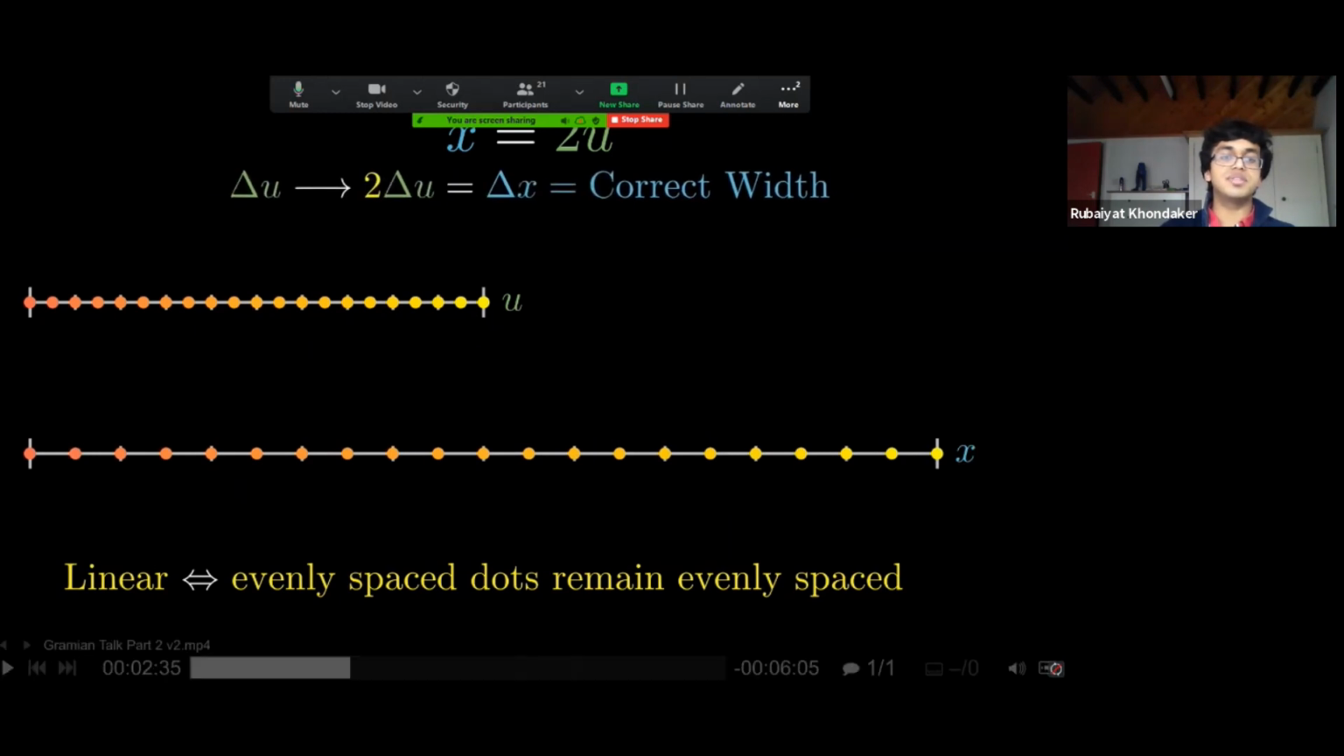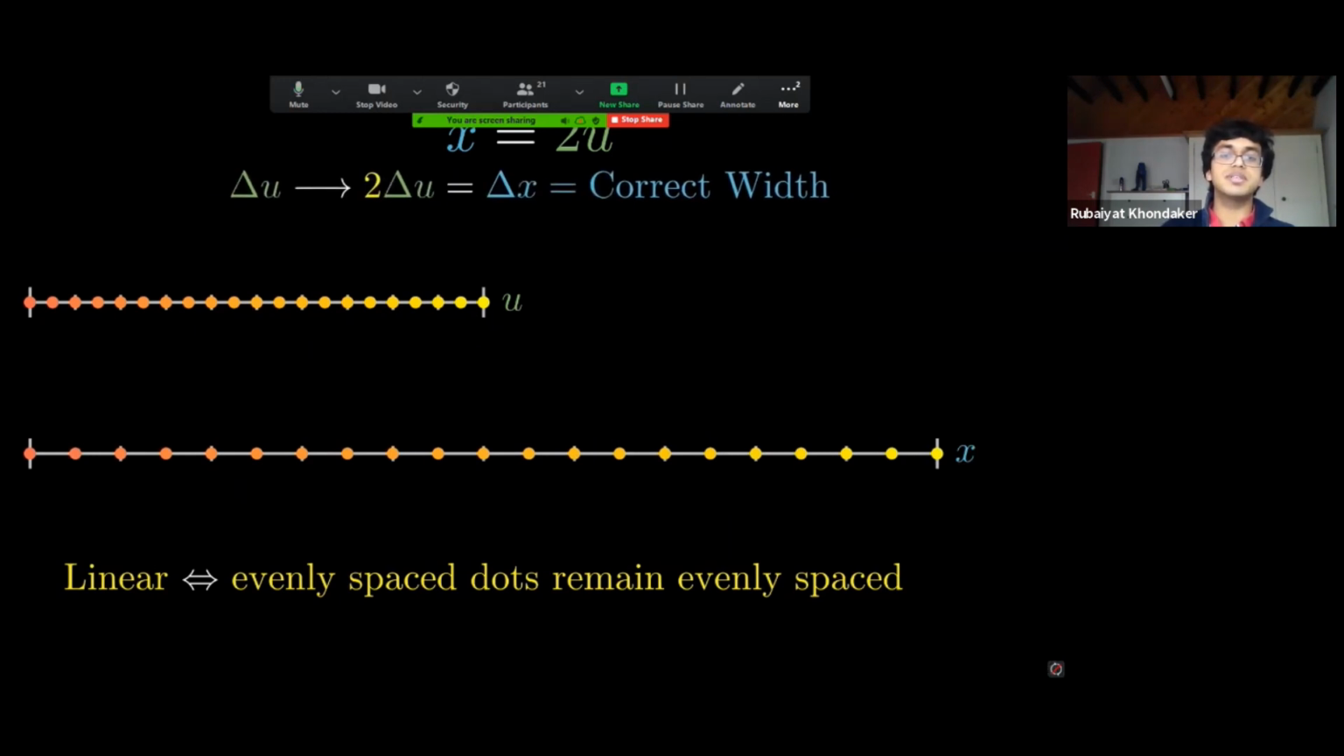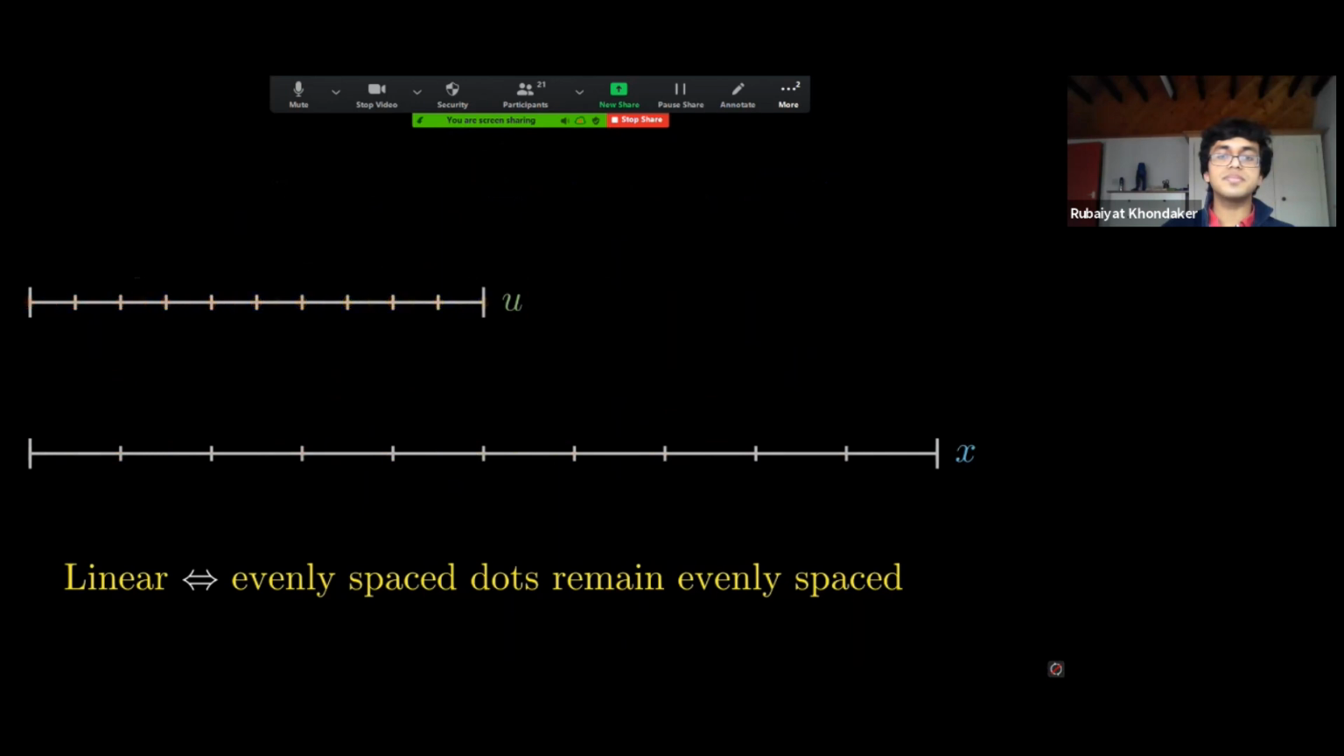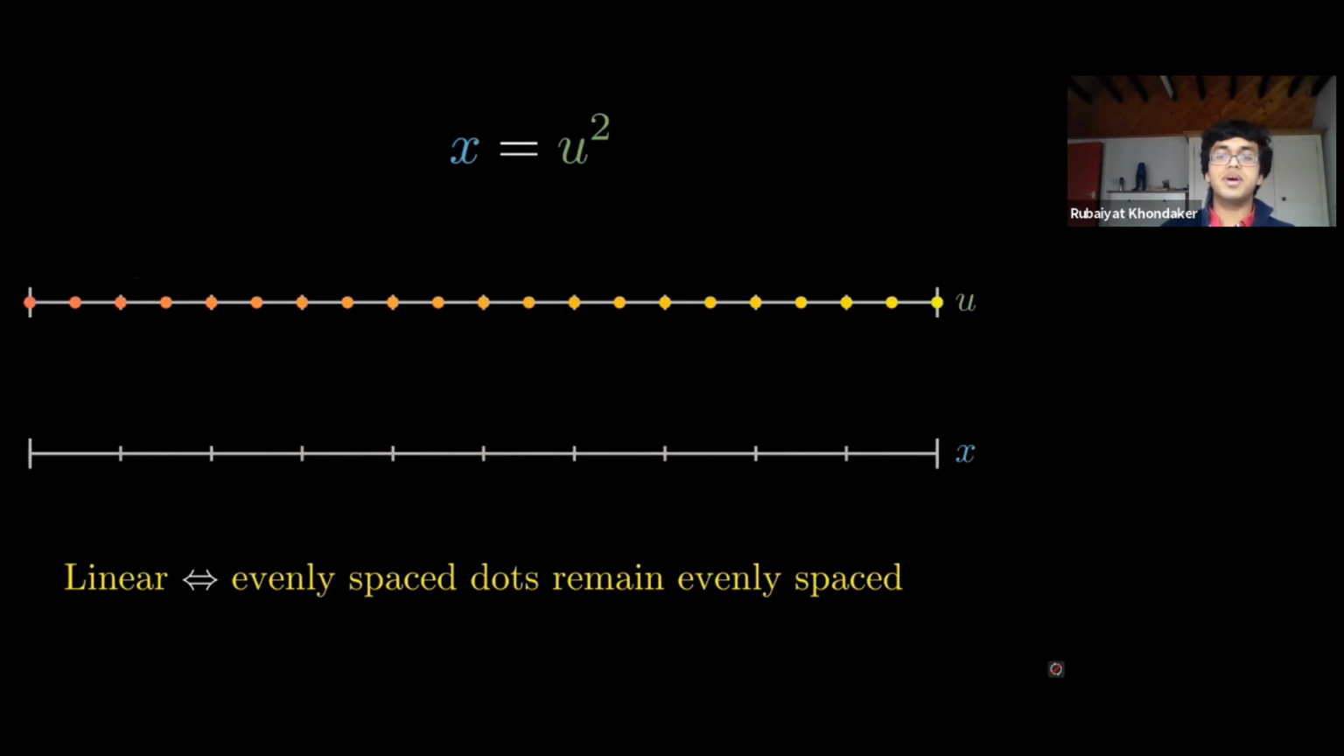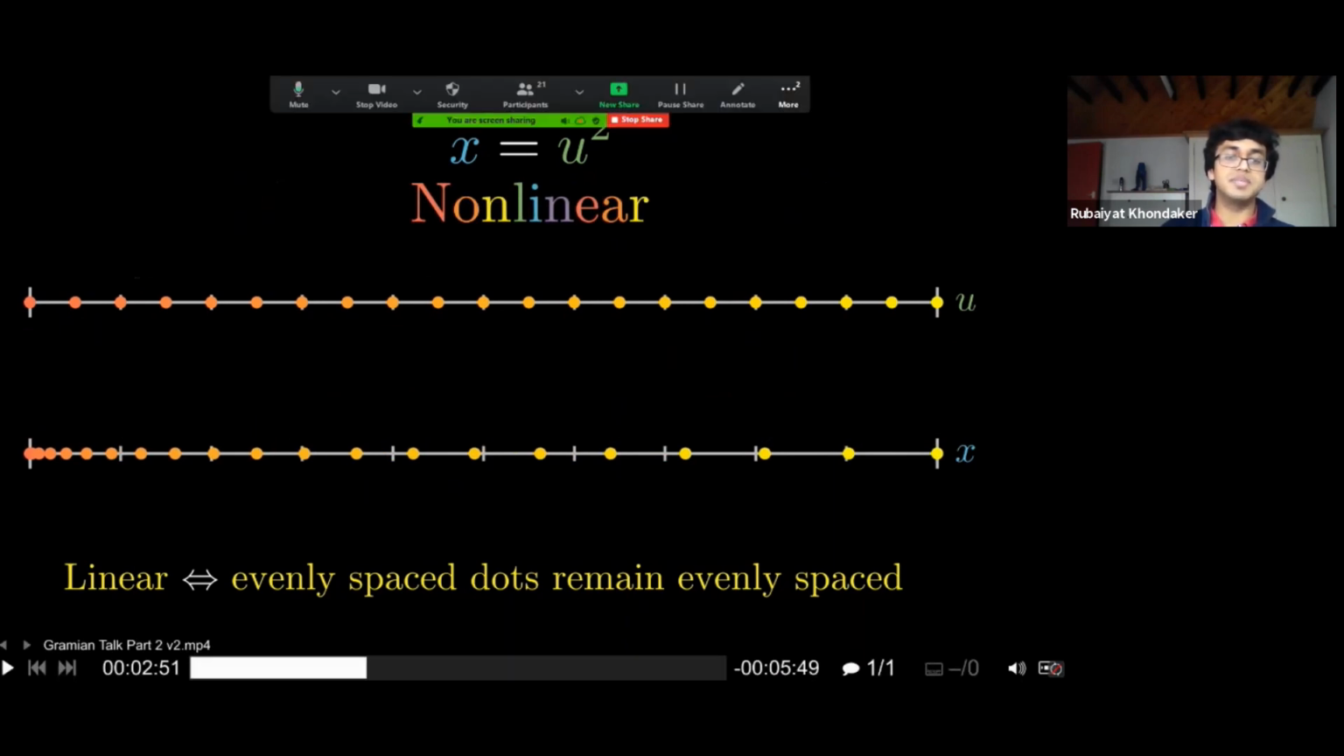And in general, the width is delta u. So 2 times delta u becomes delta x. That 2 there is like a correction factor that makes the width in the u world equivalent to the width in the x world. What about something else, like for example, x equals u squared? Well, when we apply this transformation, it's definitely non-linear, right? Because the width doesn't remain the same. Evenly spaced dots don't remain evenly spaced.